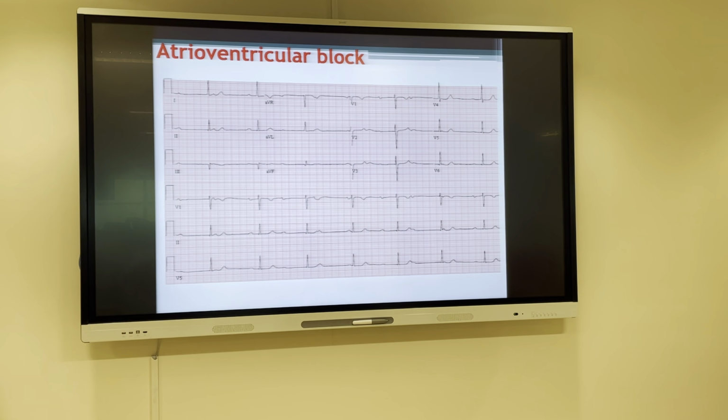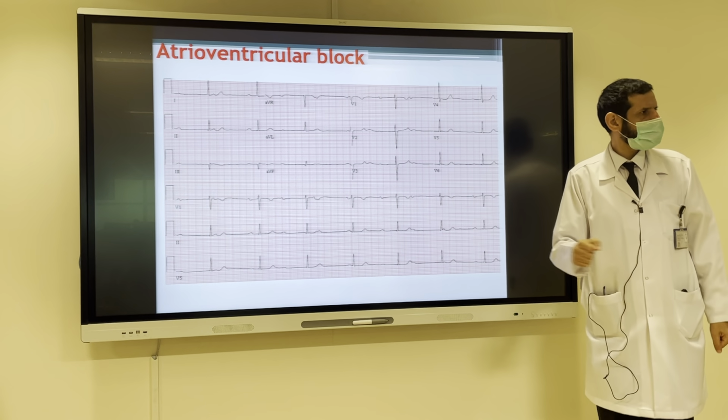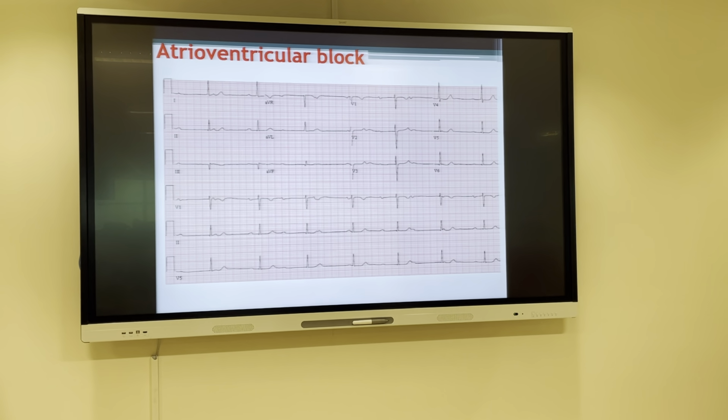So this is third degree AV block. Of course, it is serious, with no reversible cause. How do we solve this issue? Pacemaker. There's no other solution except putting in a pacemaker.